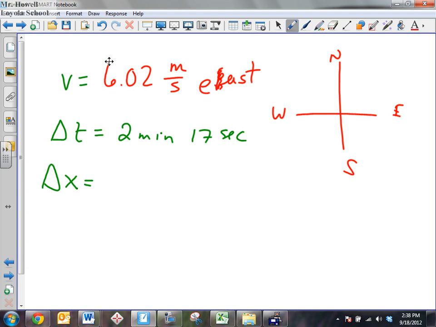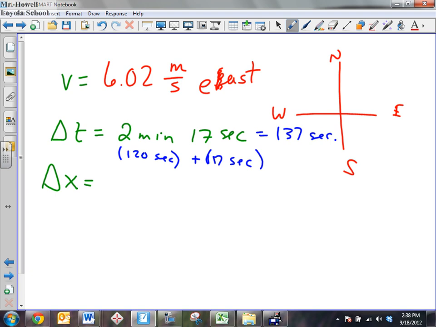So this is how many seconds, this part? That's 120. Good. Remember, this is what you're doing here. You're really doing 120 seconds plus 17 seconds. So delta t is 137 seconds. Now that we've done that, we can move on to our next step.